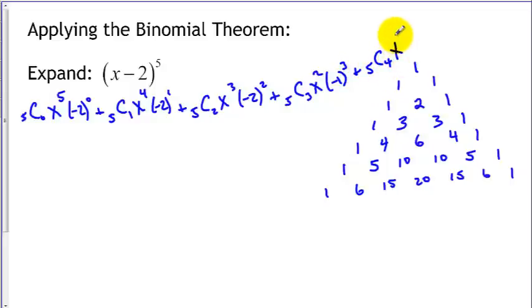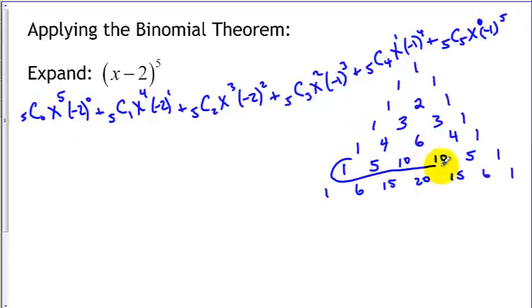It's going to be x to the 1st, negative 2 to the 4th, and then our final term here, 5C5 x to the 0 power, and negative 2 to the 5th. So now we can evaluate. We can get the numbers for all these combinations looking at our row here, for n equals 5.